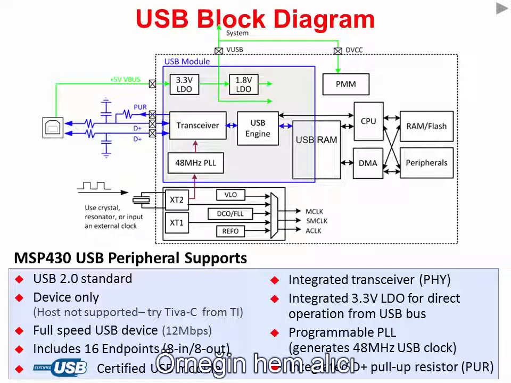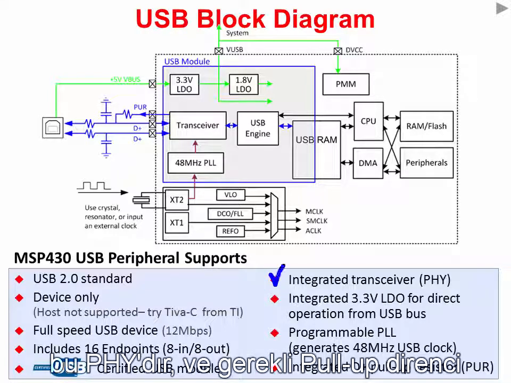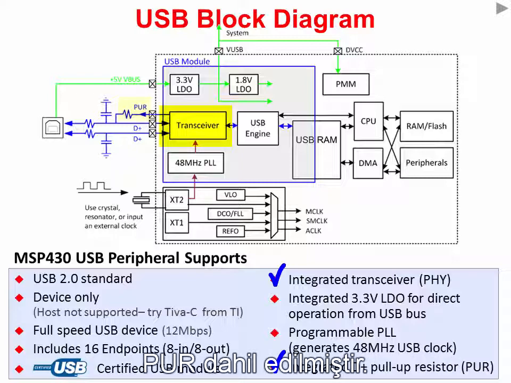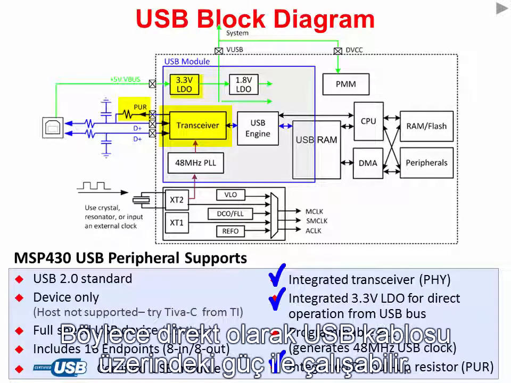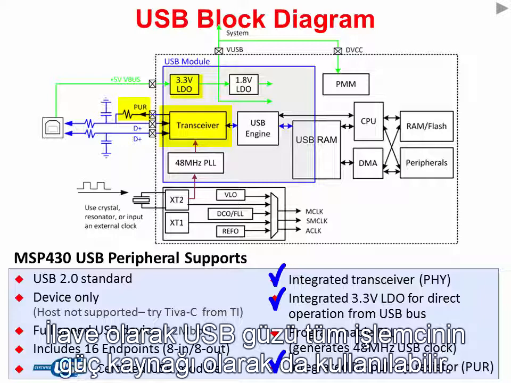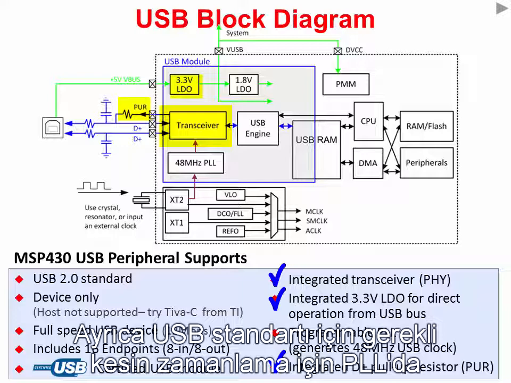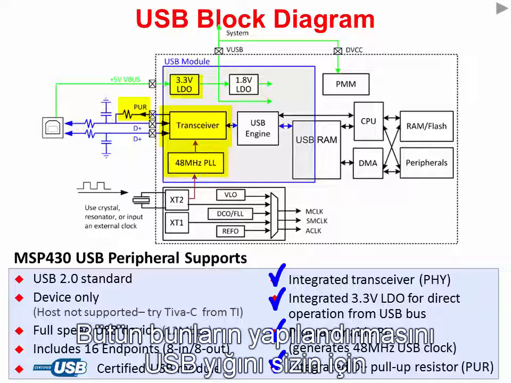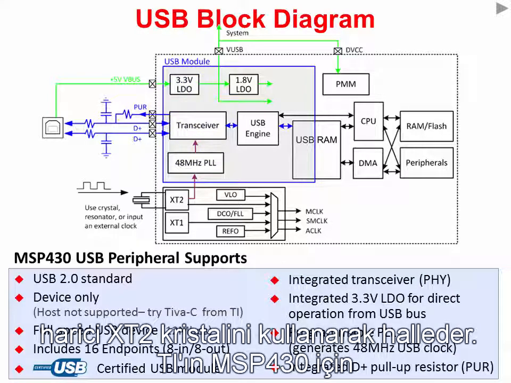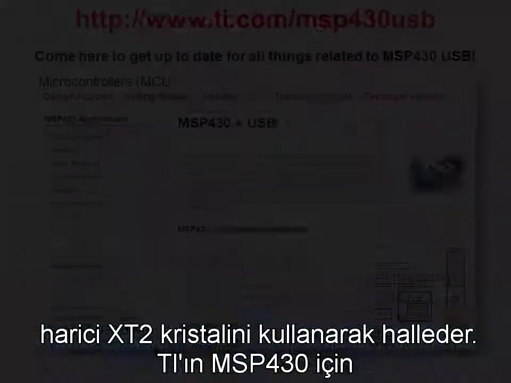For example, both the transceiver, that is the PHY, and the required pull-up resistor, PUR, have been included. Also, the port includes its own LDO voltage regulator, so it can run directly off the power from the USB cable. Further, the USB power can be used to source power for the entire processor. We've also included a PLL that can provide the precise timing required by the USB standard. Oh, and the USB stack takes care of setting all this up for you using the external XT2 crystal.